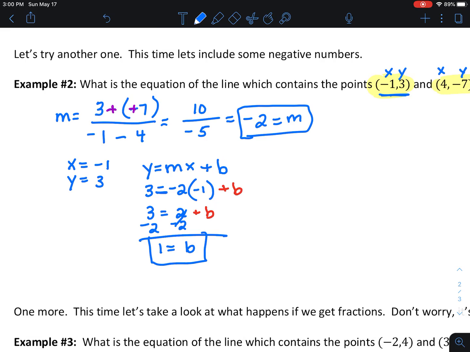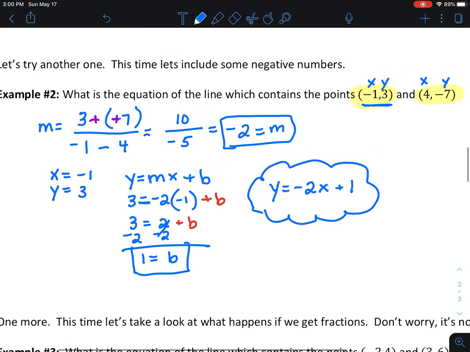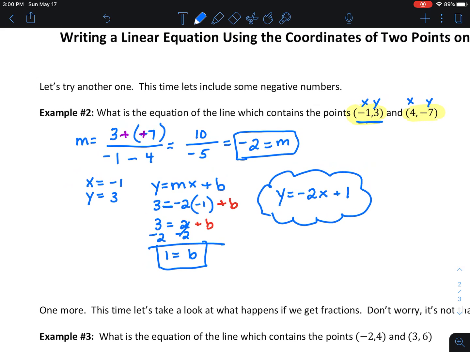Now that I have m and b, I'm going to go ahead and write my equation replacing the m and the b. So y is equal to negative 2x plus b, which is 1. This is the equation of my line. So that's what happens when you have negatives, okay?